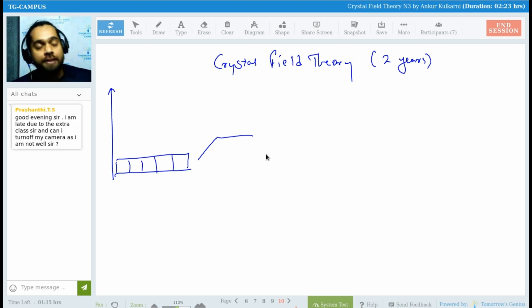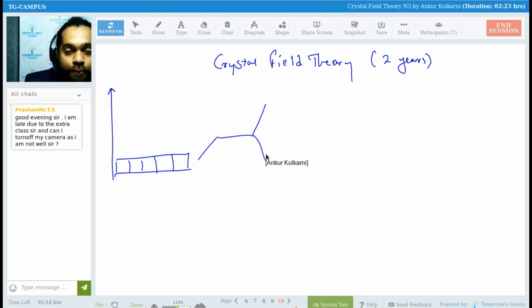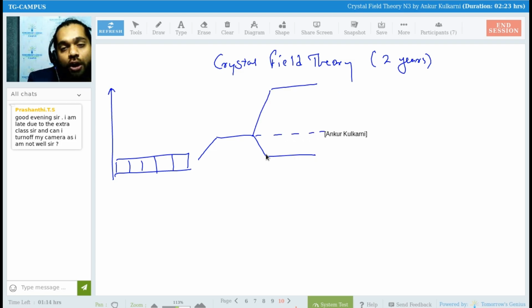Now, as they go to the higher energy level, the ligand is approaching the metal. As the ligand attaches to the metal, it splits into two. This is what we call the barycenter. Now this splits into 2.